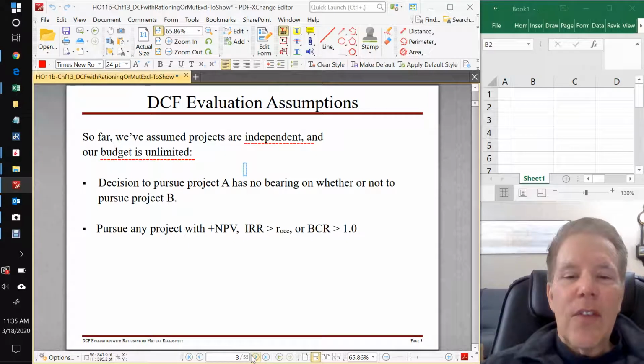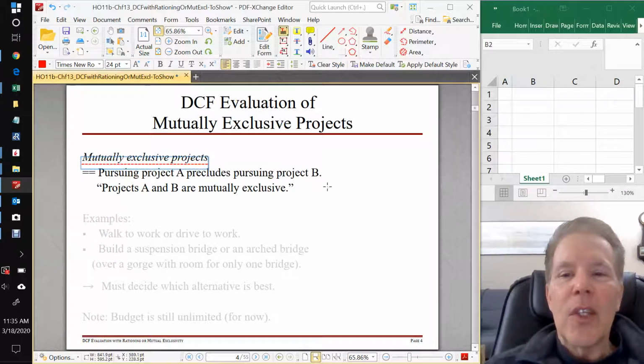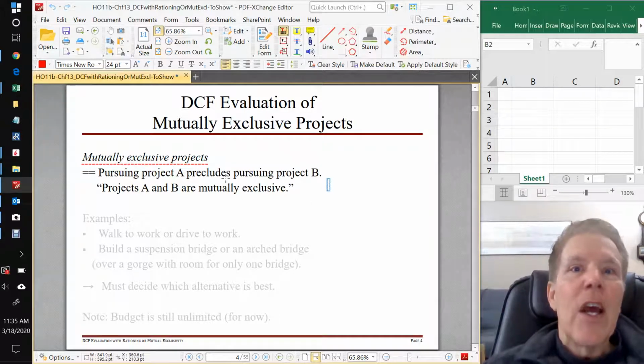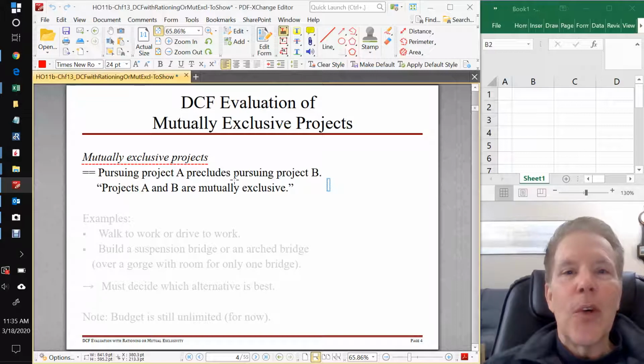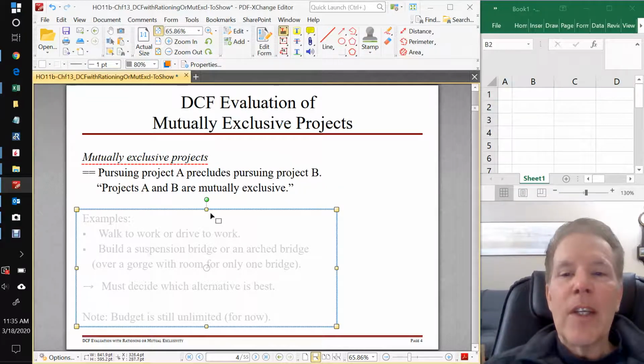So let's move on to mutually exclusive projects. And mutually exclusive projects is just going to mean that if we decide to pursue project A, then we're not going to be able to pursue project B. So we say projects A and B are mutually exclusive, plain enough.